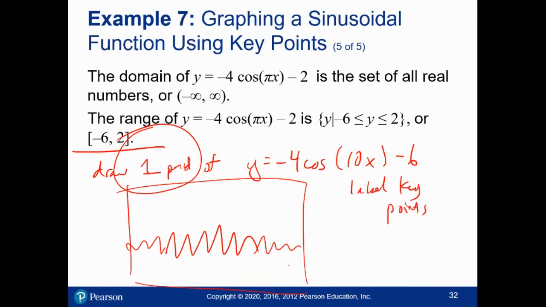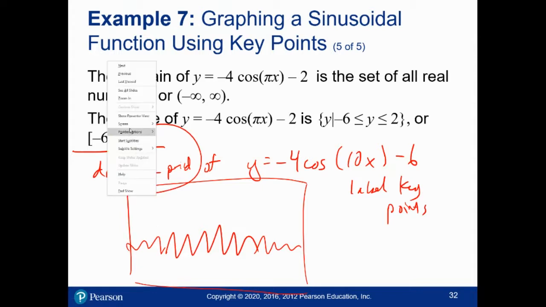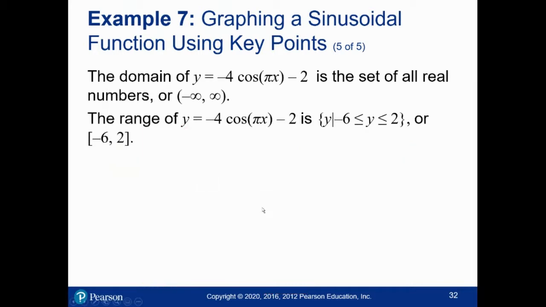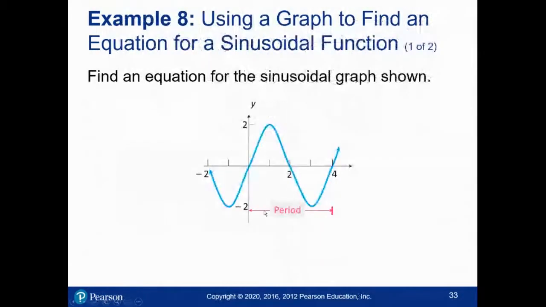Key points just means every quarter period. And they didn't label any points. This is clearly someone who just poked it into their calculator, had no idea what they were looking at, shrugged and said, well, maybe if I draw this down, I'll get credit because I graphed. Yeah, but you had no idea what you're doing. That is a 0 credit answer. Anyway, moving on. We're going to reverse this a little bit.